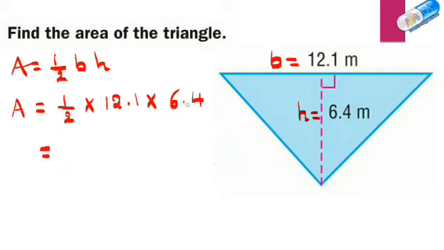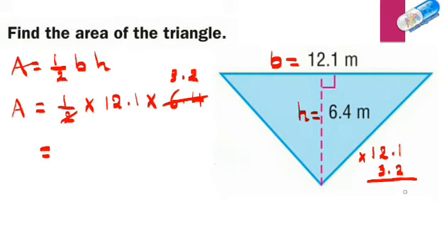Let me divide 6.4 by 2 because they can be divided. 6 divided by 2 is 3 and 4 divided by 2 is 2, so this is 3.2. So now I want to multiply 12.1 times 3.2. Let me do it here. Here is 12.1 times 3.2. This is multiplication of decimals. If you can't remember, you can go back to the video on multiplying decimal numbers.